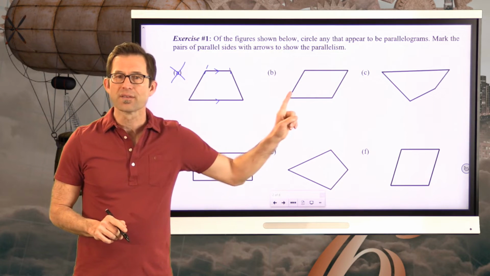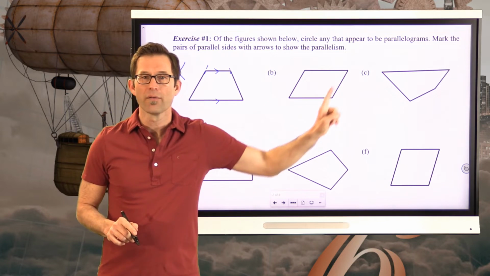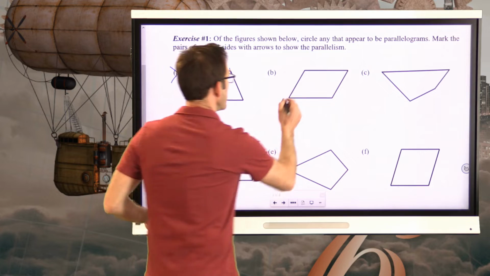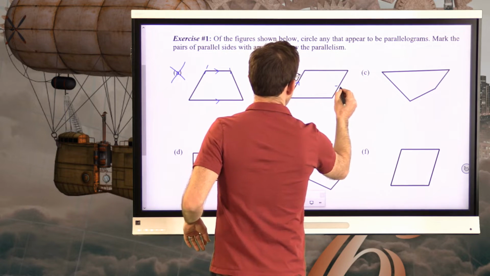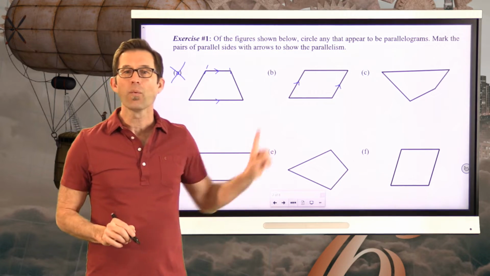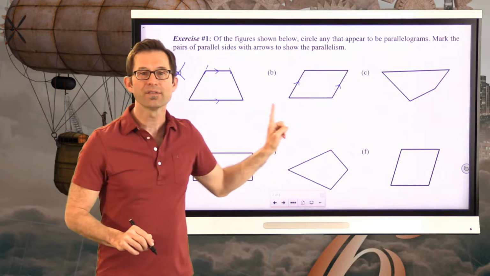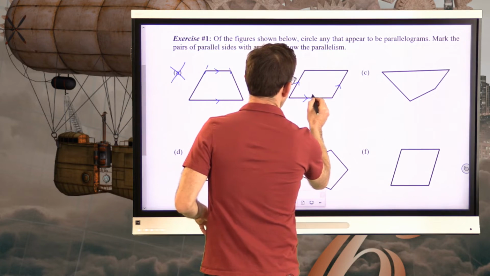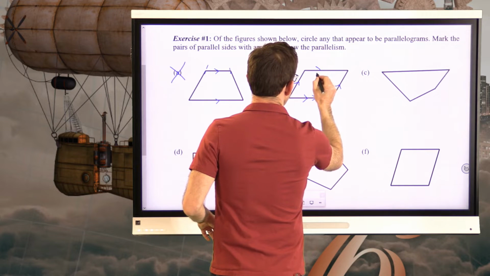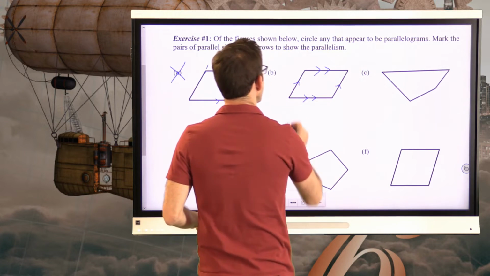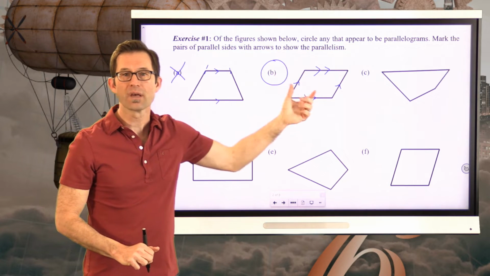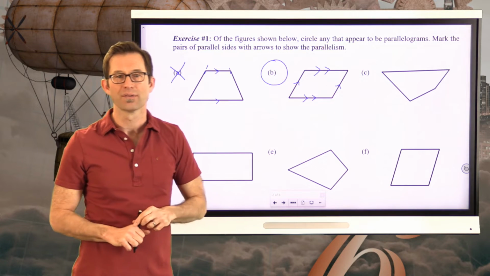Now let's take a look at figure B. In this case, this side and this side are parallel. If I extended them forever in two directions, they would never touch, so I can mark those. But likewise, this side and this side are also parallel, which I'm going to mark with a double arrow. All right, so this is in fact a parallelogram. One pair of parallel sides, another pair of parallel sides.